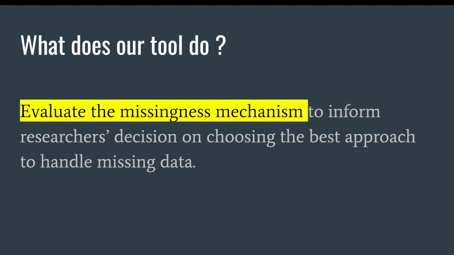Our tool helps researchers evaluate the type of missingness in their data. This would allow them to make better informed decisions and choose the most appropriate method for handling missing data. For example, they may choose to use imputation, delete rows or columns, or find more data. Choosing an incorrect method might affect the reliability of the dataset or introduce bias.